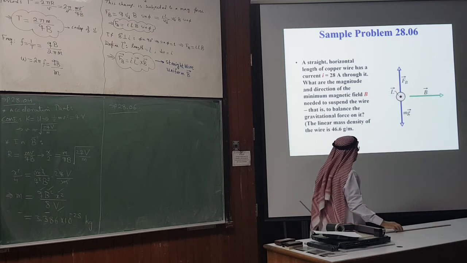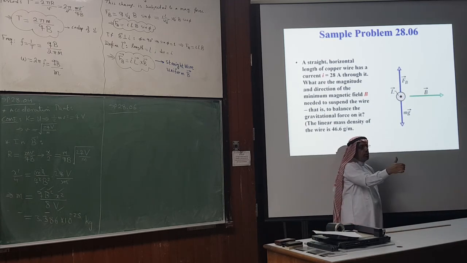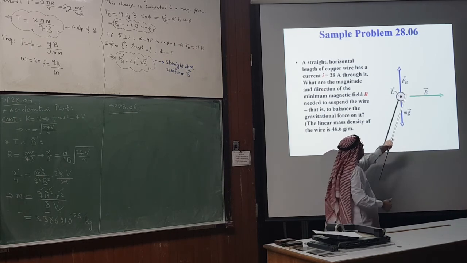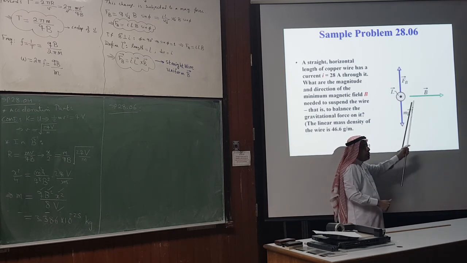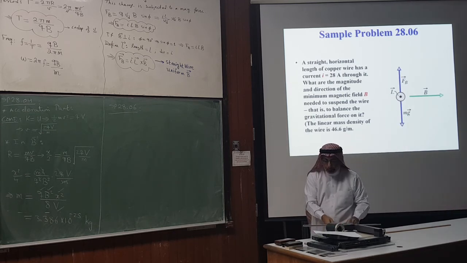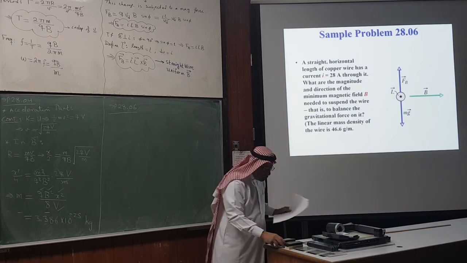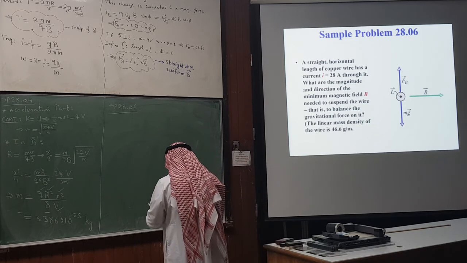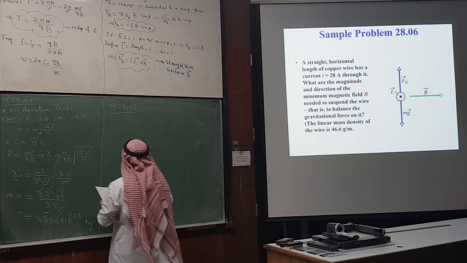And now you can see L, it's coming out of the page, L cross B will give me a magnetic force that points upward, and we want that force to balance the gravitational force. So what should be the magnetic field? Okay, so we now equate the two forces after this discussion of the direction of the field.